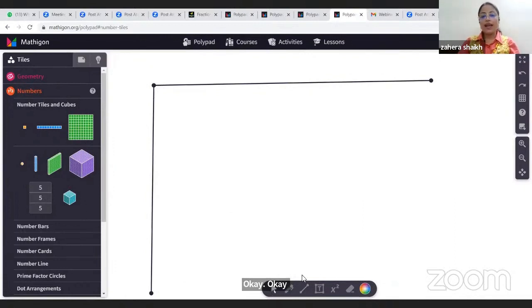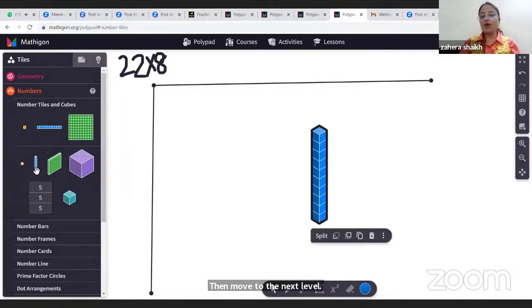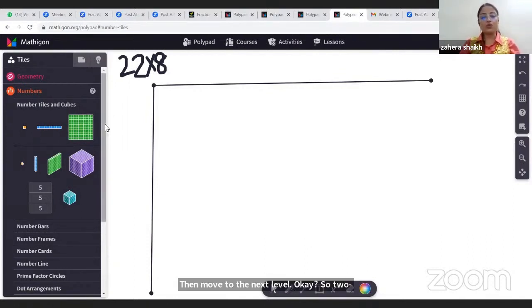Now, so I have a number 22 multiplied by 8. Okay. Let's start with a single digit number and 2-digit number, then move to the next level. Okay. So 22. Again, I know how to represent my 22.